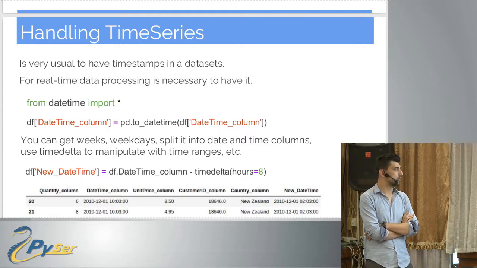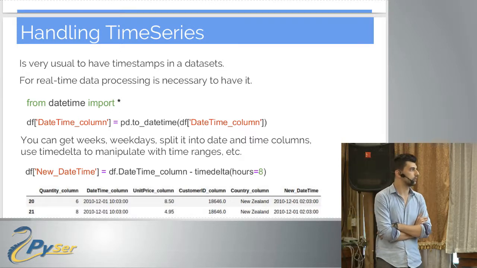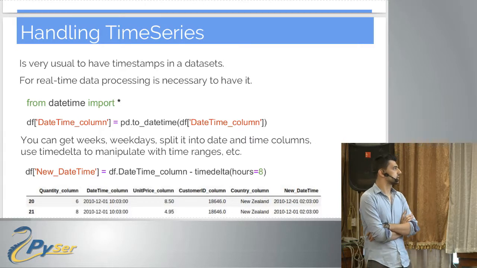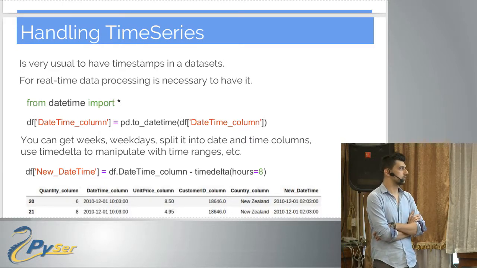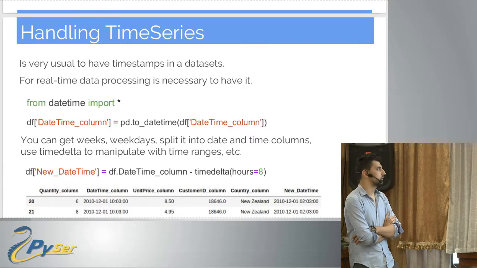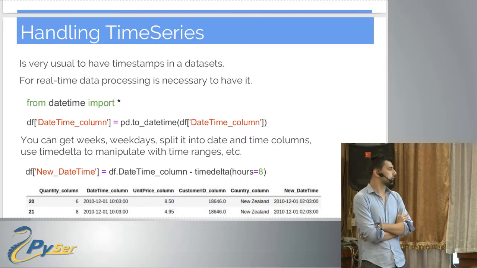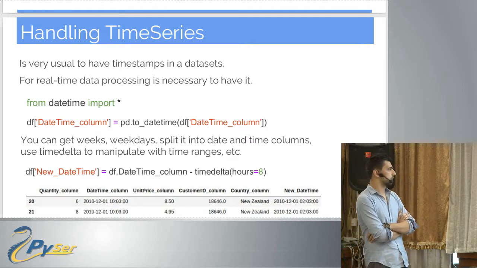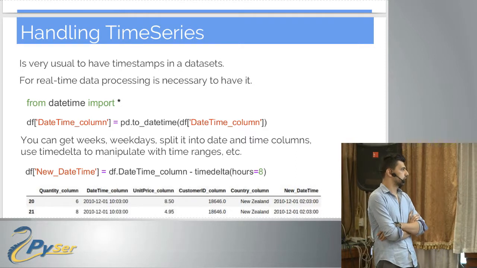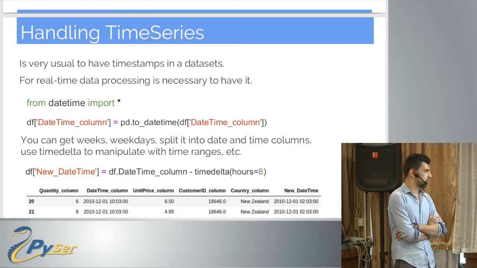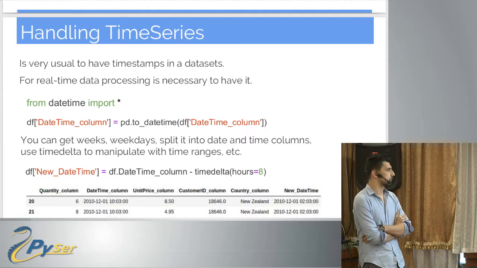Before you start to work with time series data, you need to cast every time series column to datetime type. And after that, you can parse weeks, weekdays, split into date and time separately, use timedelta to manipulate time ranges, etc. One example is here about the table where I create a new column called new datetime. I just subtract 8 hours from the original datetime column.